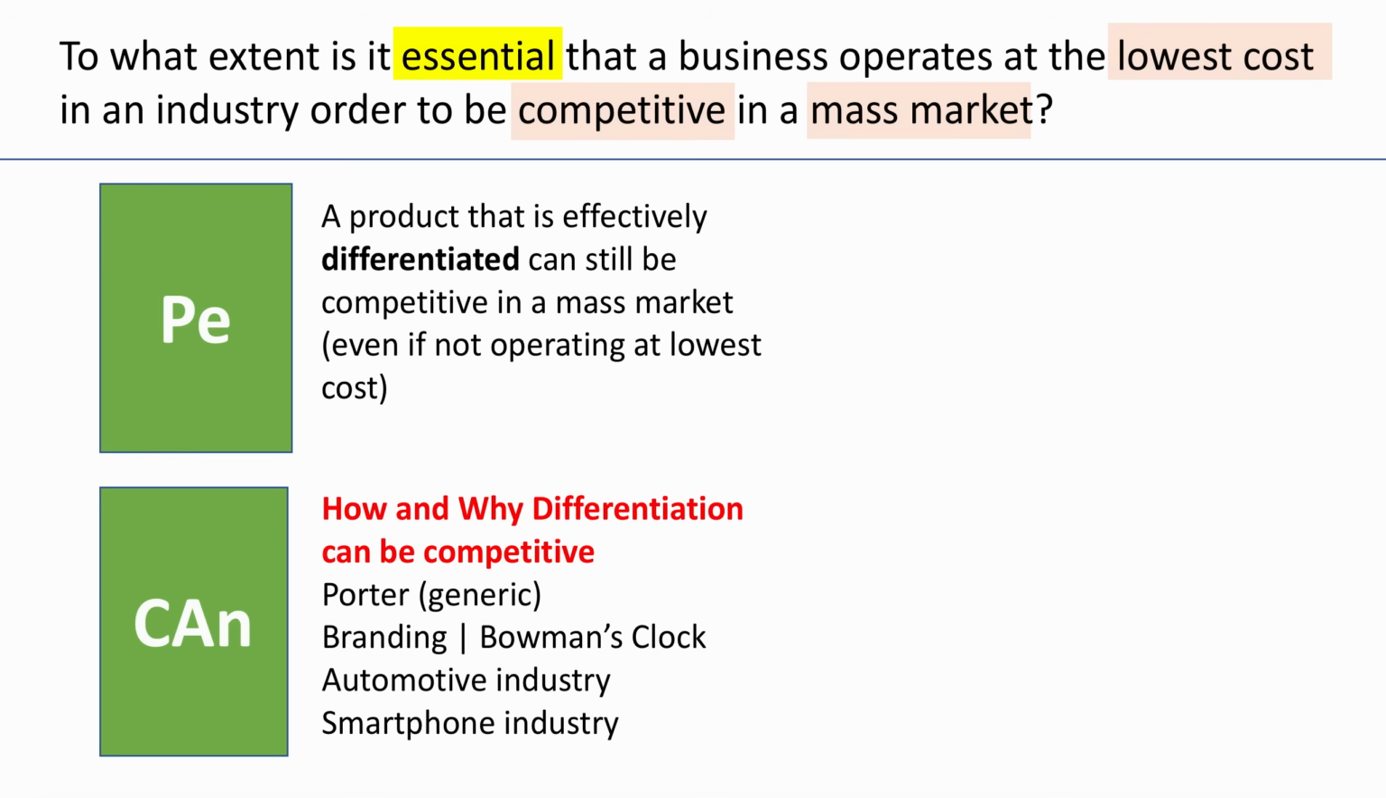This is just a plan. My contextualized analysis would need to explain how and why differentiation can be competitive, a source of competitive advantage. And I might bring in one or two theories here. Definitely want to bring in Porter. I could possibly bring in a very similar theory, Bowman's strategic clock for AQA students, possibly branding. And I want to include some context. I know the context here is mass markets, and I'd probably bring in a couple of examples, perhaps the automotive industry and the smartphone industry.